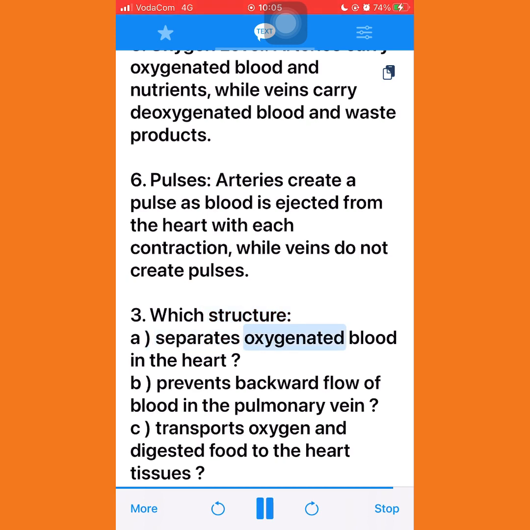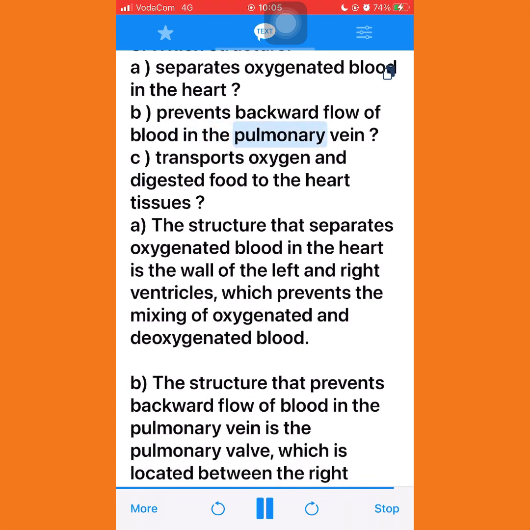3. Which structure? A. Separates oxygenated blood in the heart. B. Prevents backward flow of blood in the pulmonary vein. C. Transports oxygen and digested food to the heart tissues.